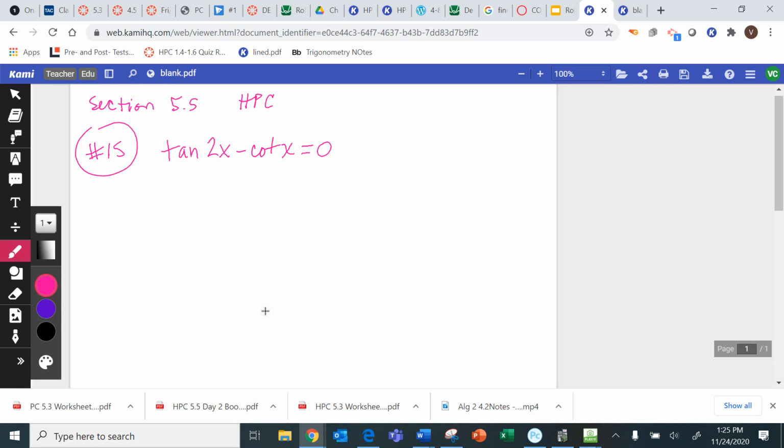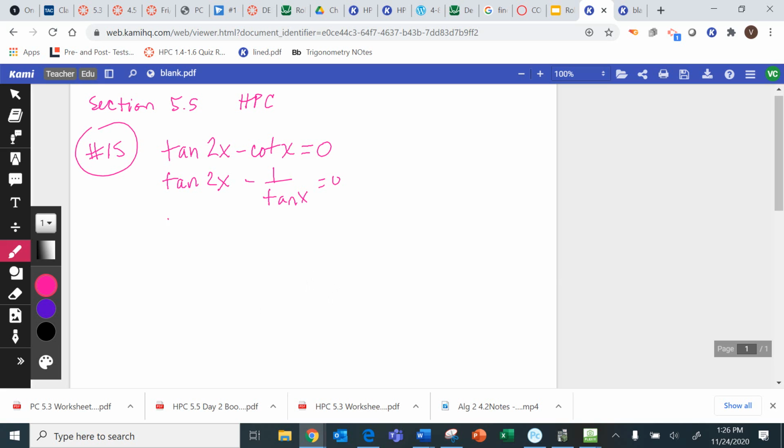All right, Honors Pre-Calculus, Section 5.5, number 15. This is the way that I did it, which is not the way the answer key looks. I wrote down the way that the answer key in the book has, which I would never have come up with on my own. So what I did first is I saw tangent 2x, and then I changed it into 1 over tangent.